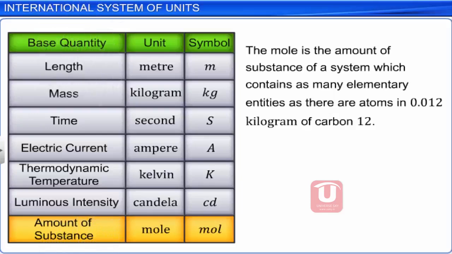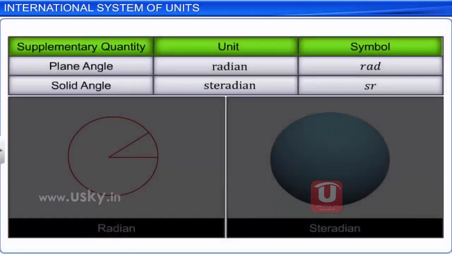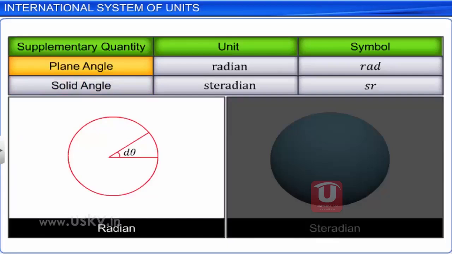Apart from these base units, SI has defined 2 more units for 2 supplementary quantities, namely plane angle and solid angle. Plane angle dθ is the ratio of length of an arc of a circle to the radius of the circle, and is measured in radian, denoted by the small letters rad. It is defined as the angle subtended at the center of a circle by an arc of length equal to the radius of the circle.